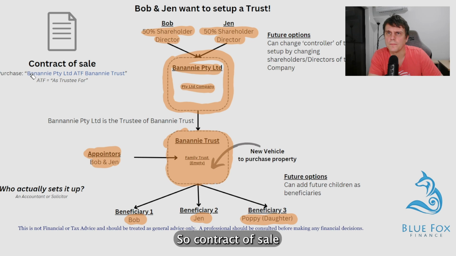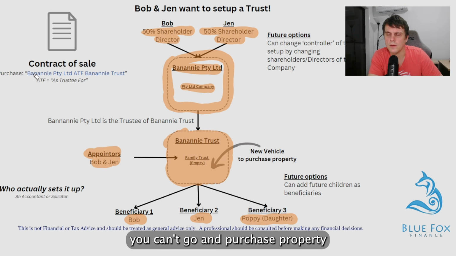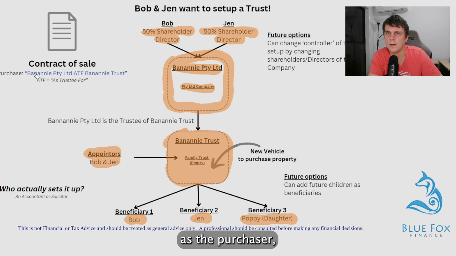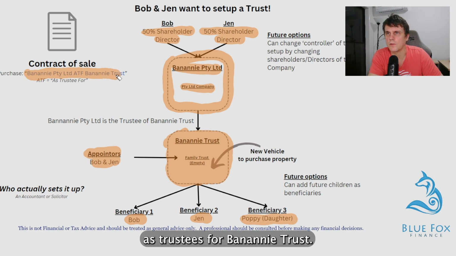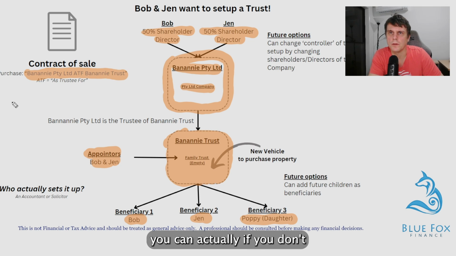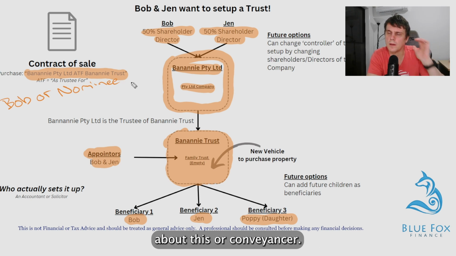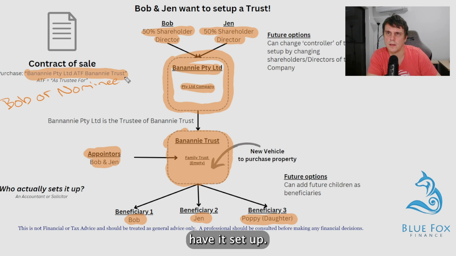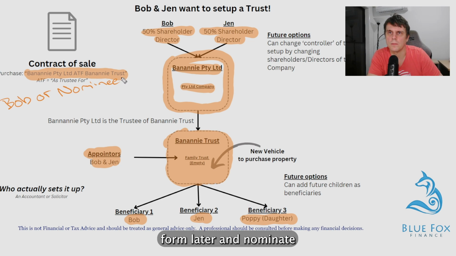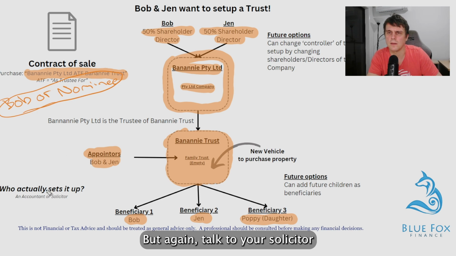Let's talk about the contract of sale. Once you've got all this set up, you can't go and purchase property and put Bob and Jen on as the purchaser. You need to put on Benani Proprietary Limited as trustee for Benani Trust. That exact wording is what you would want on the contract of sale. There is another option. If you don't have the trust set up yet, you can actually write as the purchaser Bob or nominee. Don't quote me on this wording. Talk to your solicitor about this or conveyancer. But that's when you don't have it set up. You can then do a nomination form later and nominate that this trust purchases on behalf of Bob. But again, talk to your solicitor about that bit, please.